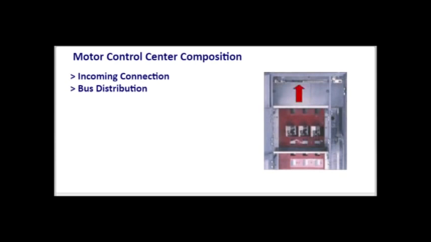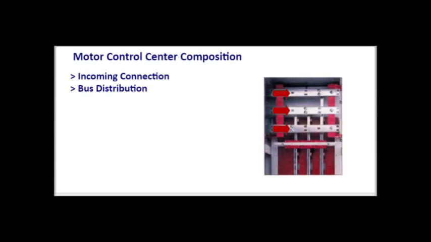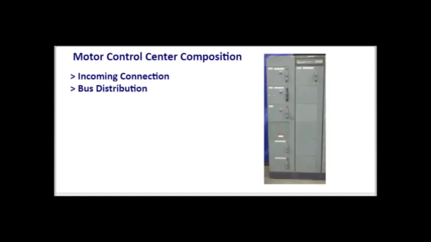Further examining the bus system, you will see the main horizontal bus, which is sized depending on the load connected to the motor control center. The power is then distributed to each section by the vertical bus. The bus is housed in an enclosure that's available in different environmental ratings as designated by NEMA and IEC. We will go over these in more detail later.